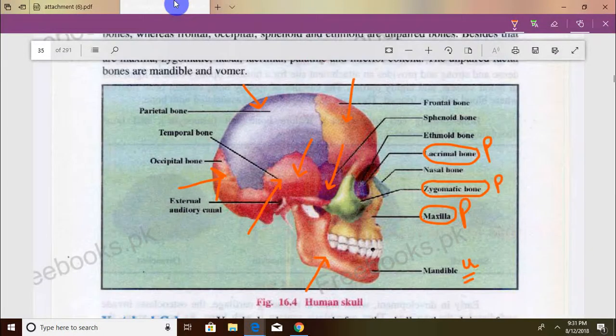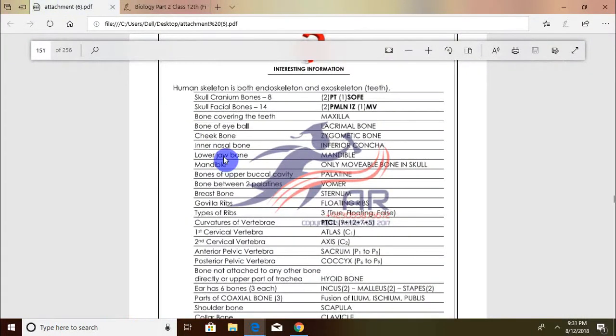I wonder if it's shown over here. No, it's not shown over here. It's because it's sort of like inward, so it's not really apparent in this diagram. But you should know that it is the inner nasal bone. If you have difficulty remembering, let's take a look over here. It starts with I, and over here we have I as well.